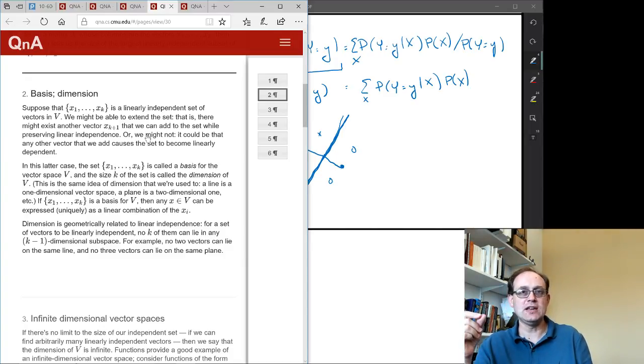the dimension of V. So for example, in Rn, the vectors 1, 0, 0, ..., 0, then 0, 1, 0, ..., 0, and so on, right? The unit vectors, which have a 1 in one coordinate and a 0 in every other, those form a basis. They are a linearly independent set, and if we add any other vector, we can express that vector as a linear combination of the ones that were already there, and so we get a linearly dependent set.